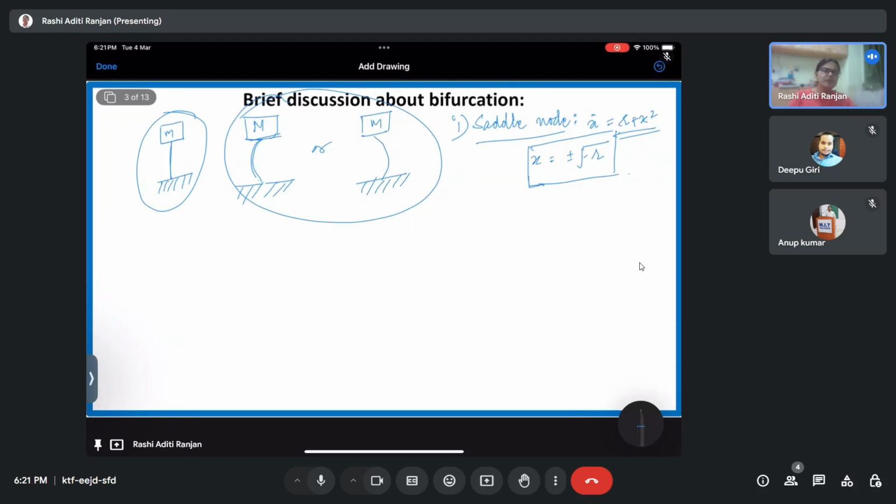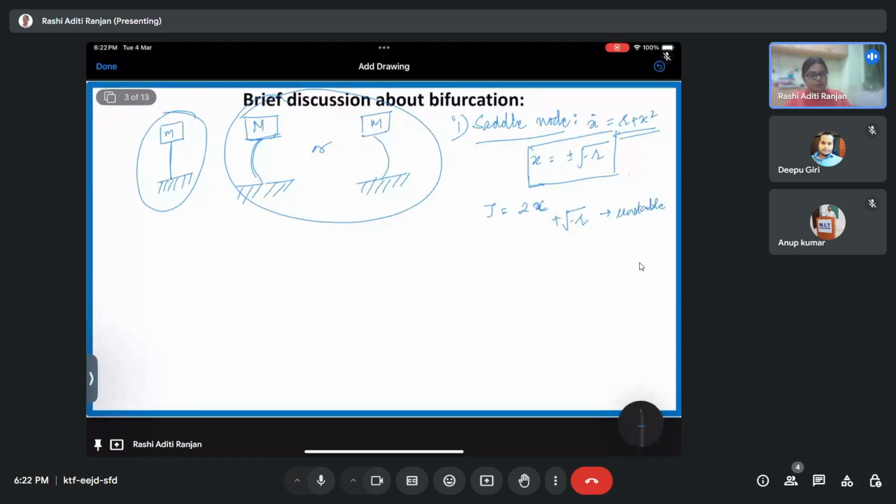You can plot the velocity profile, or you can use the Jacobian as well. Maybe I'll just use the Jacobian only. Jacobian is equal to nothing but twice of x, right? So for plus under root minus r, it is going to be unstable because the eigenvalue is going to be positive, and for minus of under root of minus r, it is going to be stable, right?